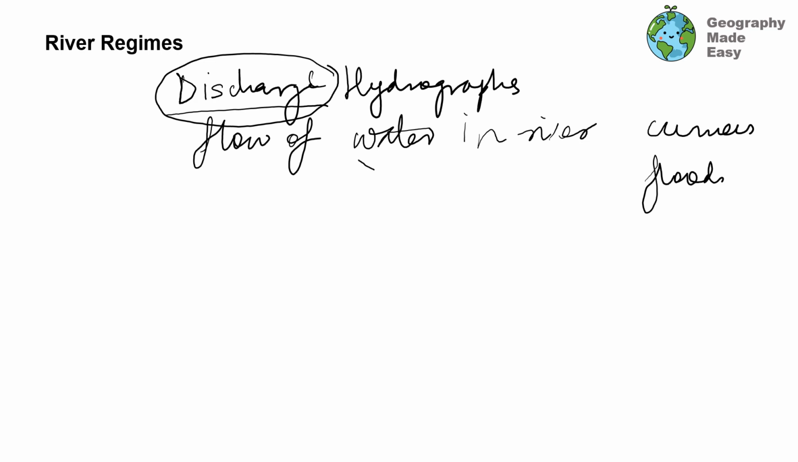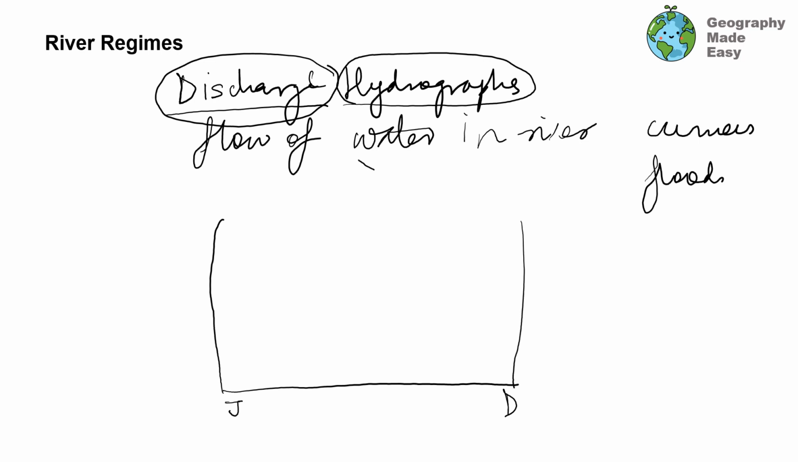Now when we have the discharge, we can plot the discharge across the months for a particular measuring station where this data is being measured. This is called the hydrograph. So hydrographs are basically statistical graphs which are drawn, and where we are plotting two things. On the x-axis we plot the months, so from January to December we plot the different months using a scale. Usually it can be 1 centimeter equal to 1 month or 2 centimeters equal to 1 month. And on the y-axis we plot the discharge.